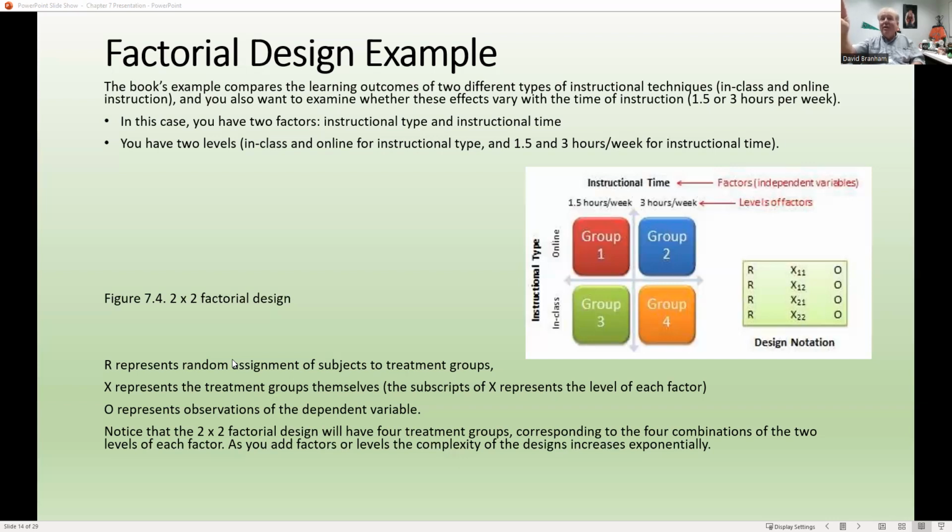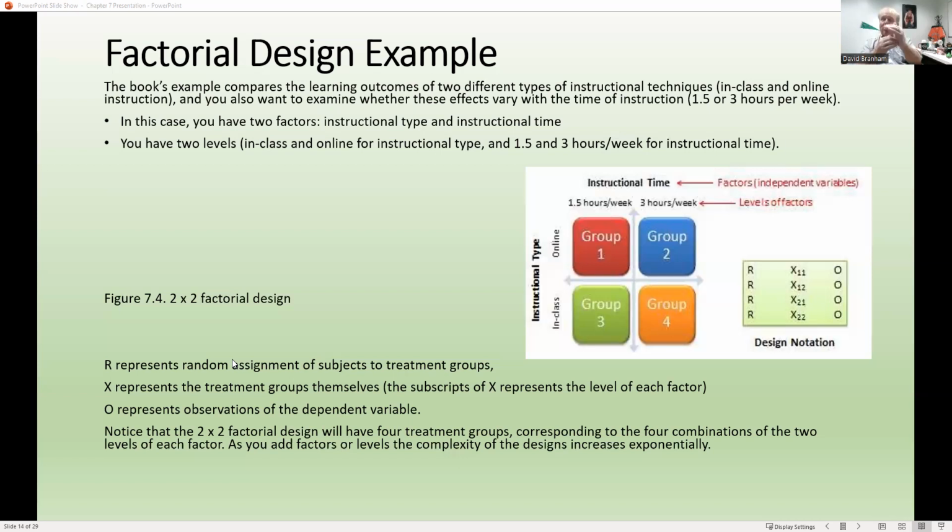That means 1, they're doing it in class, and all the 2s, the first 2 on each X, means they're doing it online. The second one, the 1 means you're doing it in 1.5 hours. The 2 means you're doing it in 3 hours. So the X on the first row, 1, 1, means you're doing it in class for 1.5 hours a week. 1, 2 means in class for 3 hours a week. 2, 1 means online for 1.5 hours a week. And 2, 2 means online for 3 hours a week.